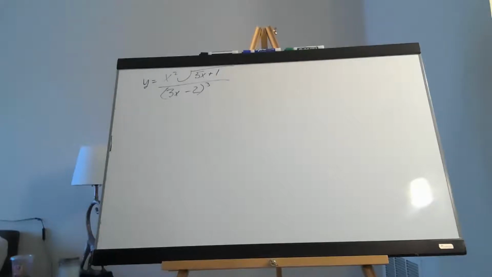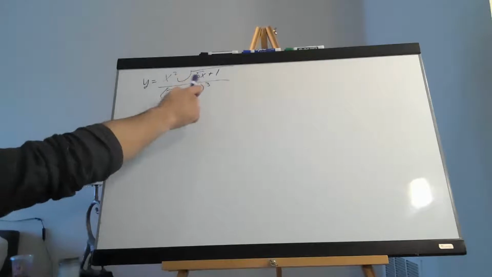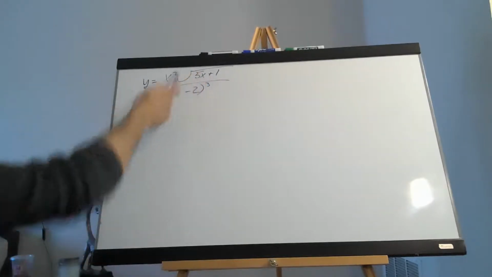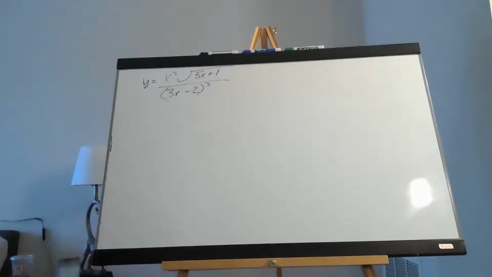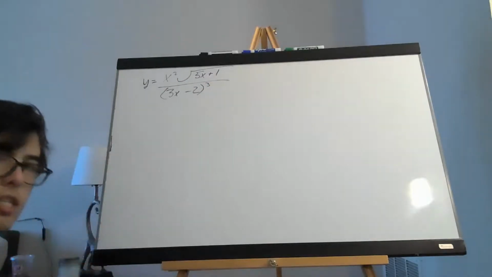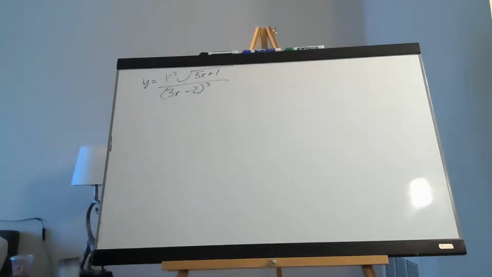No, right? Because this, yeah. I mean, look at this thing. It's a nightmare. We've got a radical in there, a product rule, a quotient rule, a chain rule, another chain rule because of the radical. That does not look like fun at all. That looks like something very time consuming.